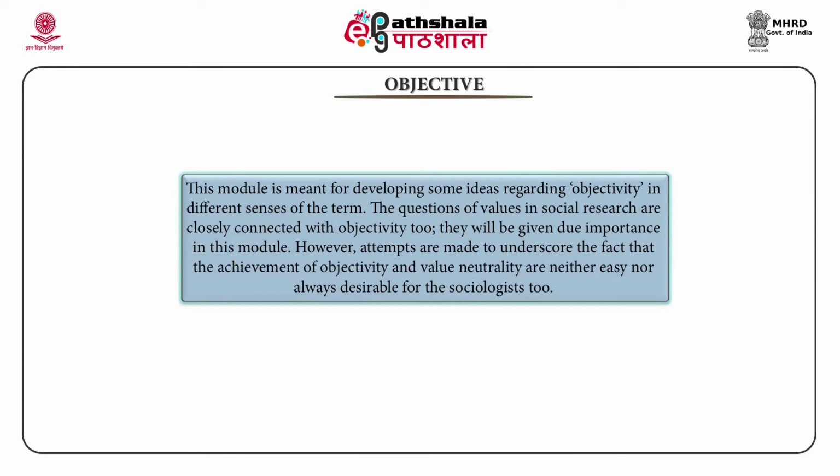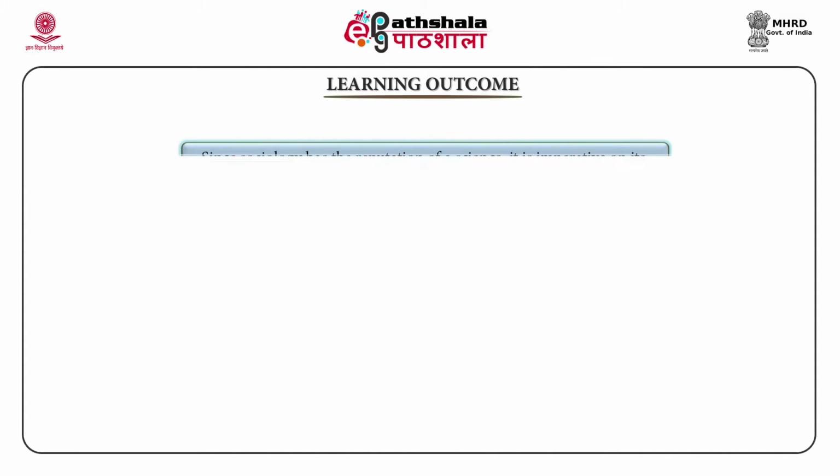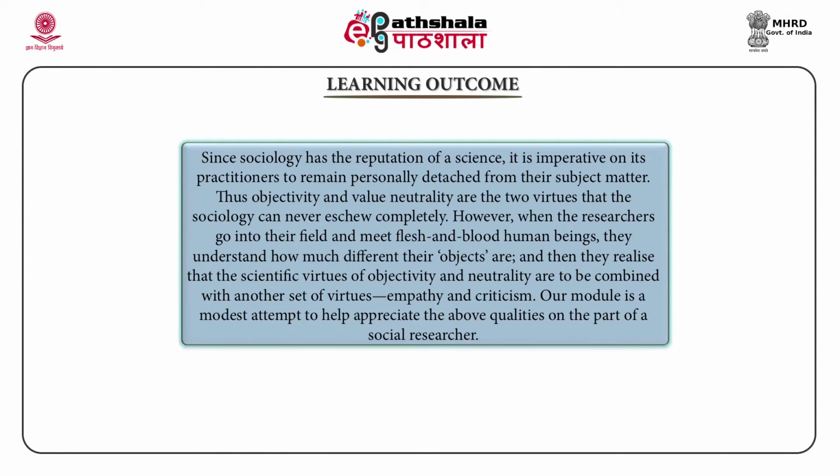This module is meant for developing some ideas regarding objectivity in various senses of the term. The questions of values in social research are closely connected with objectivity too, hence the two will be given due importance in this module. However, attempts are made to underscore the fact that achievement of objectivity and value neutrality are neither easy nor always desirable for the sociologists. Now, let me submit what we are trying to learn in this module.